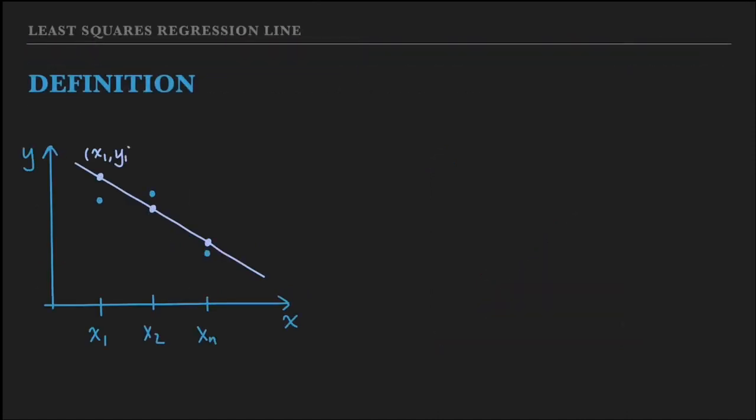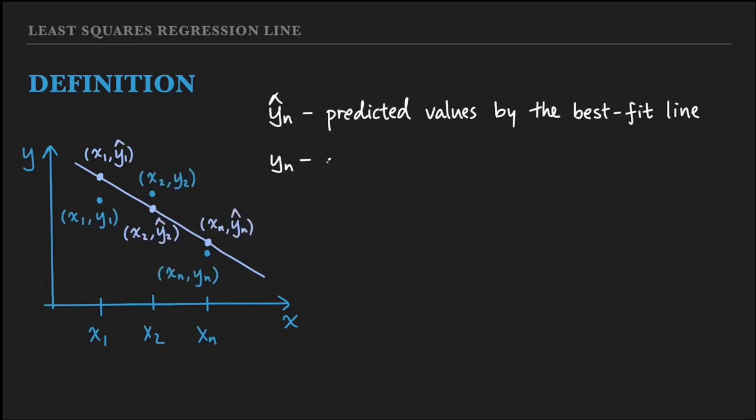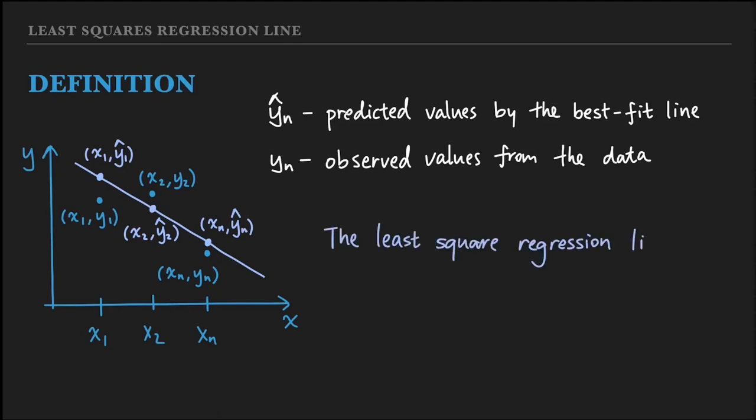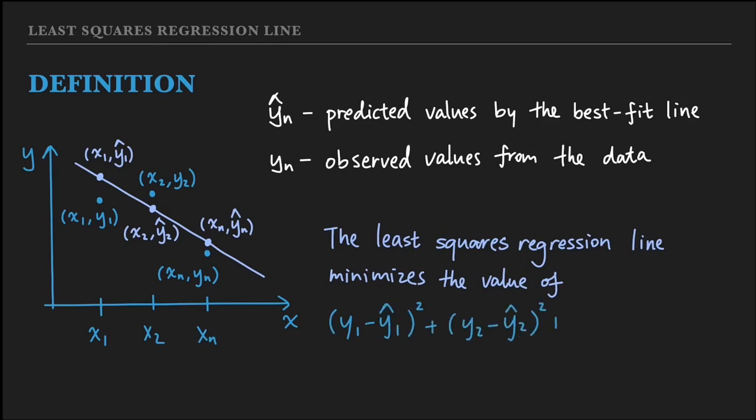In this graph, we use y hat n to represent the y values predicted by the best fit line corresponding to xn. Meanwhile, yn is the actual observed y value at the corresponding xn. In the case of the least squares regression line, it is a line that minimizes the sum of the squared difference between the predicted and observed y values.